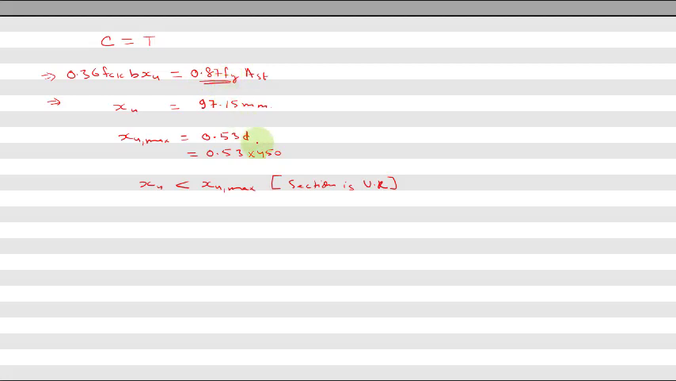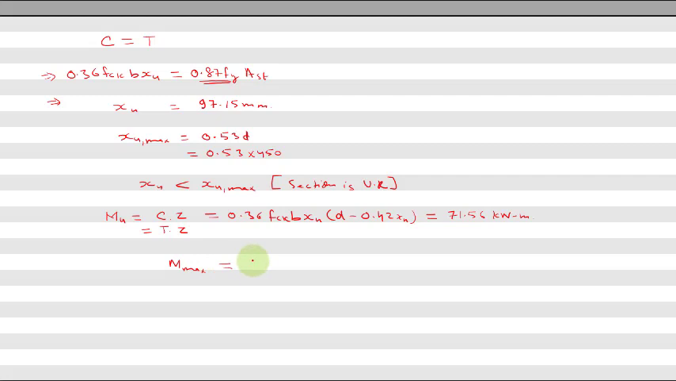Okay. Now what will be the moment of resistance? Either you can take C into lever arm or you can take T into lever arm. Let us consider C into lever arm. If I do that, it will be 0.36 fck b into xu. What is the lever arm? Lever arm will be d minus 0.42 xu. So we already know the value of xu. All the values are known. If we substitute here, we can compute the ultimate moment of resistance, it will be 71.56 kilonewton meter.